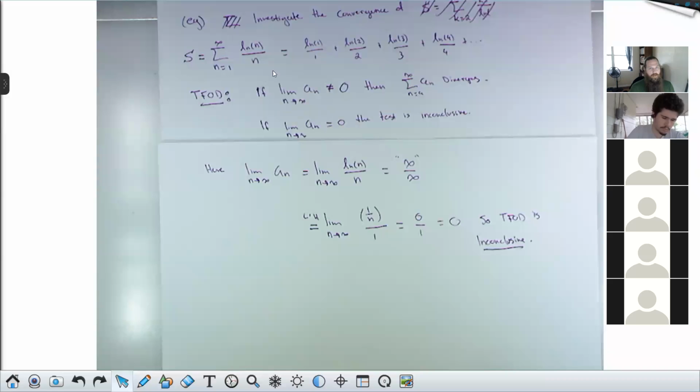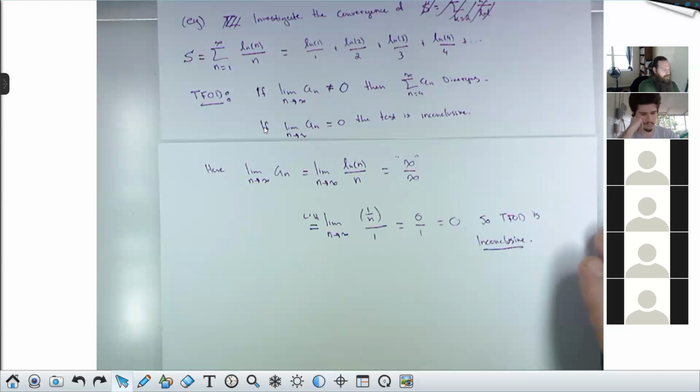If the limit comes out to anything other than 0, either it doesn't exist or it comes out to some non-zero number, then we could say the series diverges right away. If the limit does come out to 0, we don't learn anything, sadly. Remember sigma 1 over n, the harmonic series. That's a divergent series, but the ANs there do have limit 0. And in fact, that's going to be a useful result for us here. All right, so TFOD, no dice.